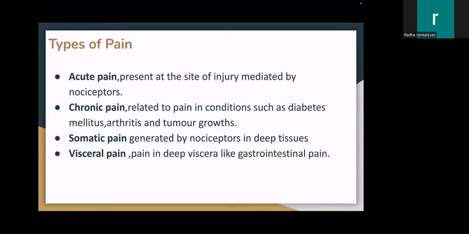Next comes somatic pain. The pain that is generated by nociceptors in deep tissues, like tendons, muscle inside. Those types of pain will be somatic pain. Next comes visceral pain. Visceral pain is pain which is felt in deep viscera, like gastrointestinal pain. That is mainly due to the stretch, what they say is distension of the viscera and things like that. That example would be for visceral pain.